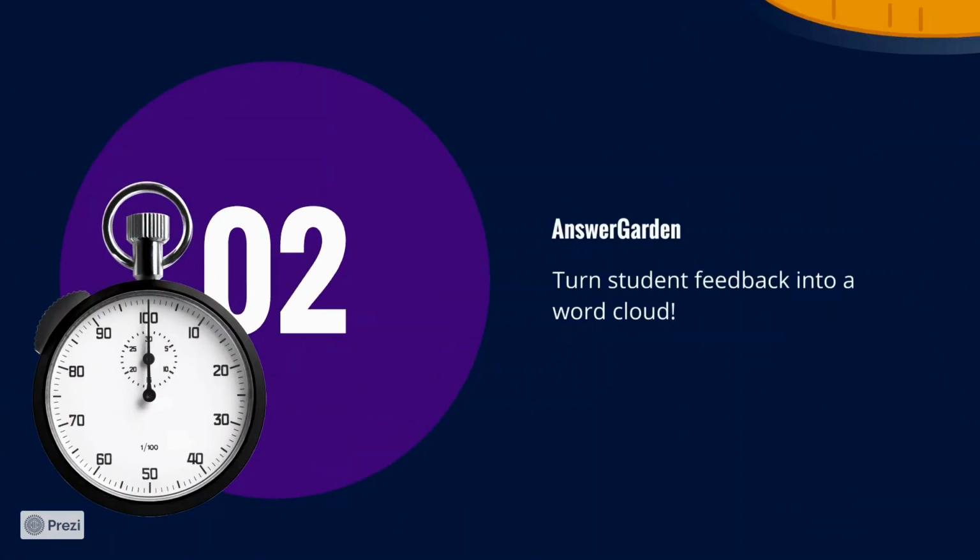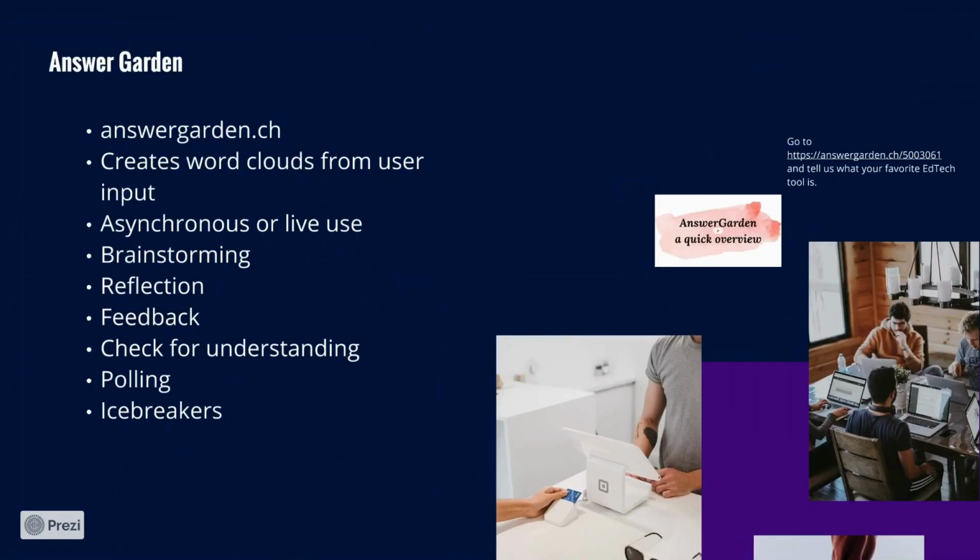We will spend a bit more time exploring AnswerGarden. I like this tool because it provides learners with an opportunity to provide anonymous feedback while teachers are still able to monitor responses. AnswerGarden can be found online at answergarden.ch. It's a super simple word cloud creator. You ask a question, and as learners or participants submit answers, it creates a word cloud, providing an interactive but anonymous way for everyone to have a voice in the conversation.